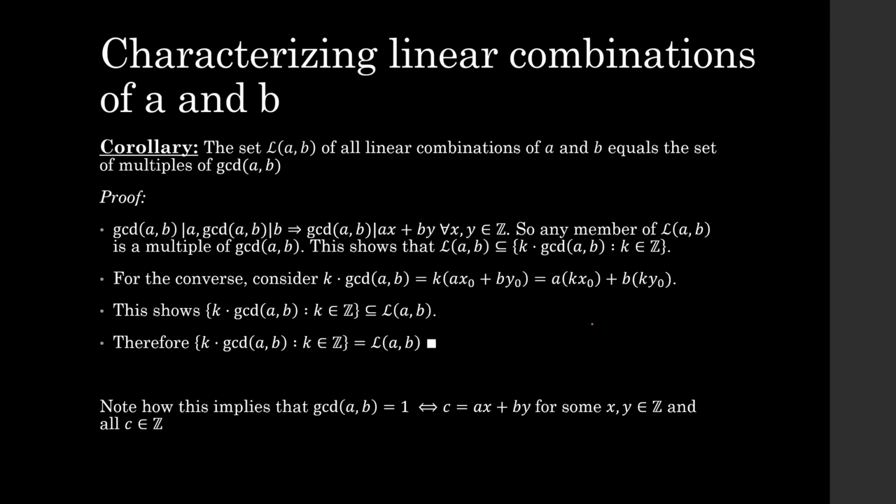So note how this implies that when the GCD of A and B equals 1, then the equation C equals AX plus BY for some X and Y is possible for all C belonging to Z. This is a statement, right? And it implies that this statement is true for all values of C that belong to the integers. Now, why is that? Well, AX plus BY here, as we've just shown, is going to be equal to a multiple of the GCD. And all integers are multiples of 1. So that means that any value of C here would be valid.